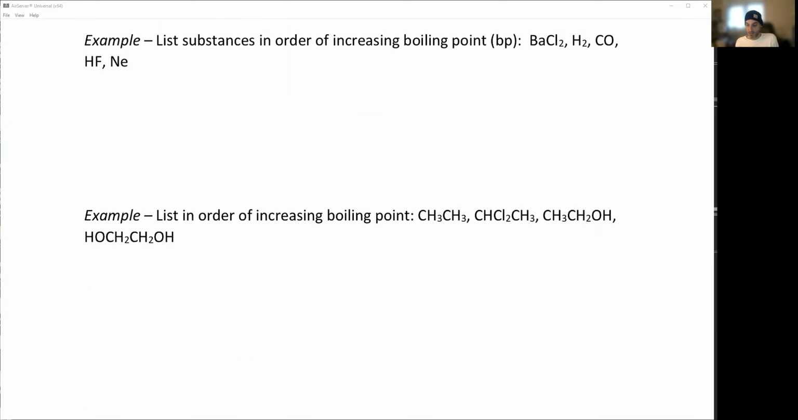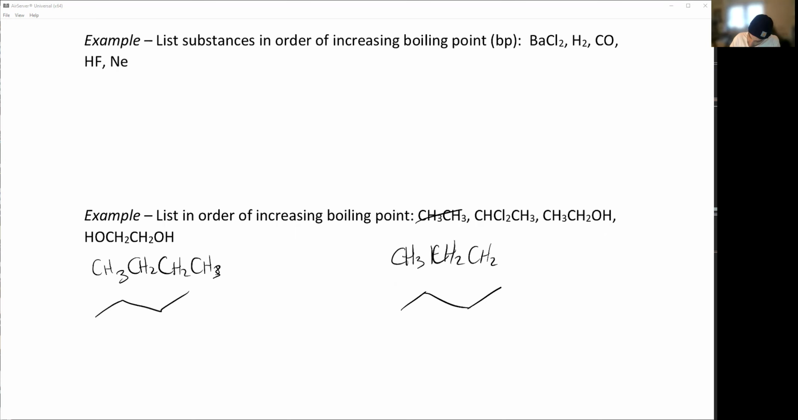So these are some examples that we're going to try to do. List the different compounds that you have. Again, I'm going to change this. So I think I'm going to use butane, CH3, CH2, CH2, CH3. I'm going to use CH3, CH2, CH2, F. Okay. And so that's in place of that one.